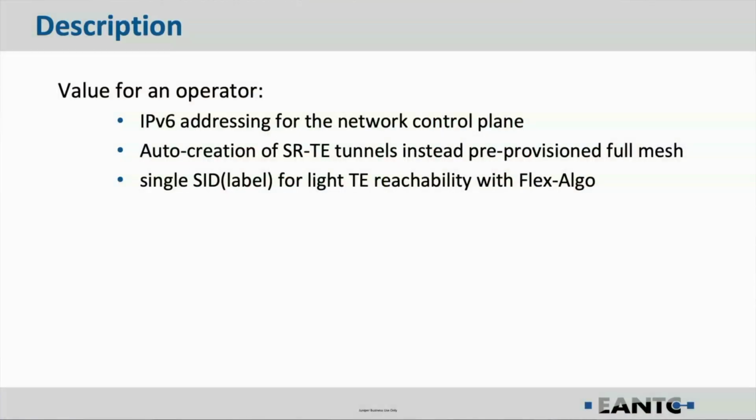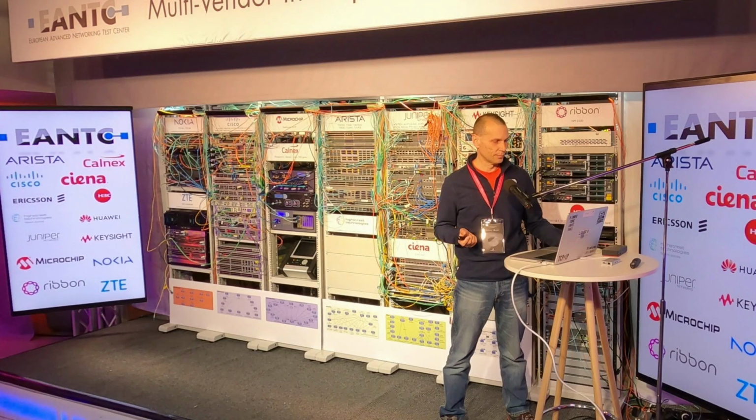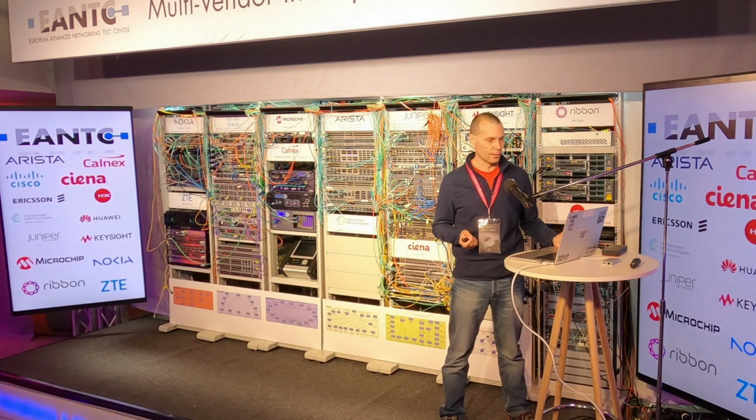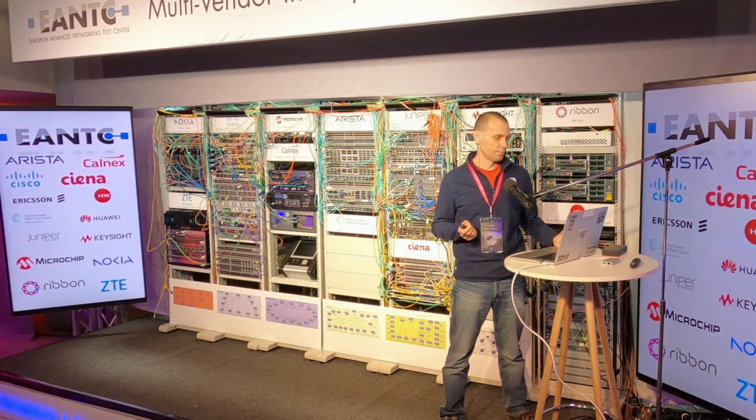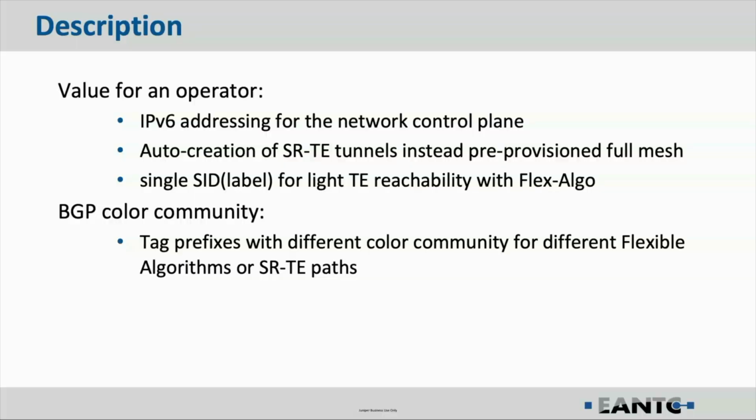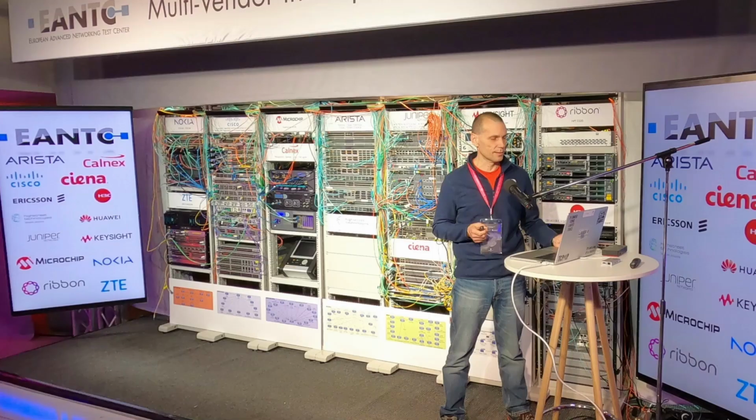So here, again, we have for SR-MPLS on-demand LSP creation. This auto-creation of SRTE tunnels will be done instead of pre-provisioning a full mesh. And the second one is a single segment label for FlexAlgo. Regarding routing, we're going to use BGP color community. It is used to tag prefixes to different FlexAlgos or different SRTE paths.